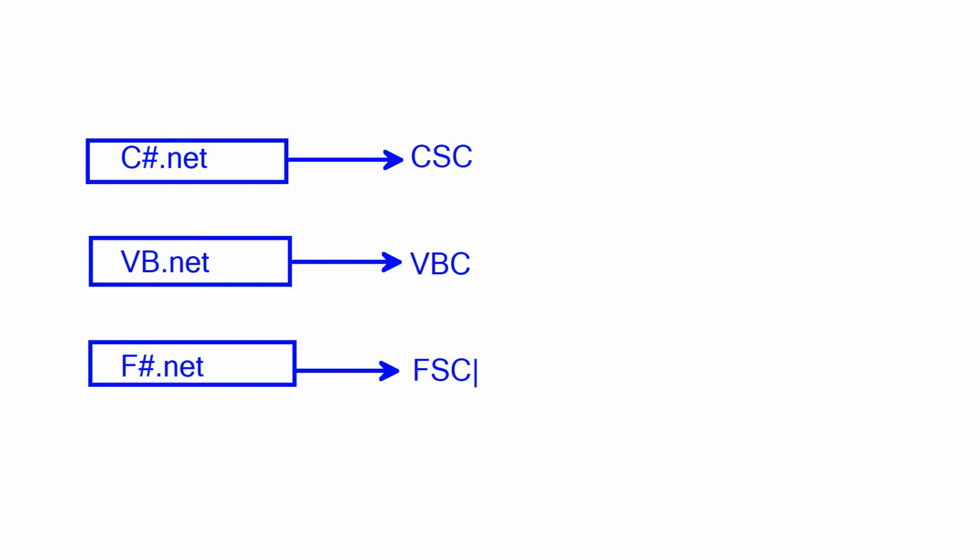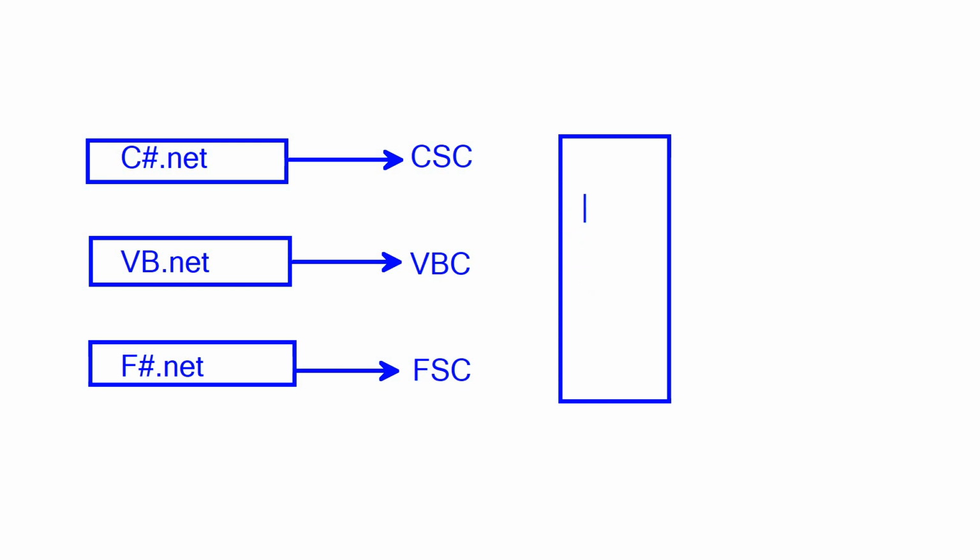FSC, F# compiler. So like this, every programming language in .NET has its own compiler. C#.NET has the CSC compiler, VB.NET has the VBC compiler, F#.NET has the FSC compiler, J#.NET will have the JSC compiler. Like that, every programming language will have its own compiler. Once you compile the source code from these programming languages, all these compilers inside .NET will generate a common intermediate language code. That is CIL code.